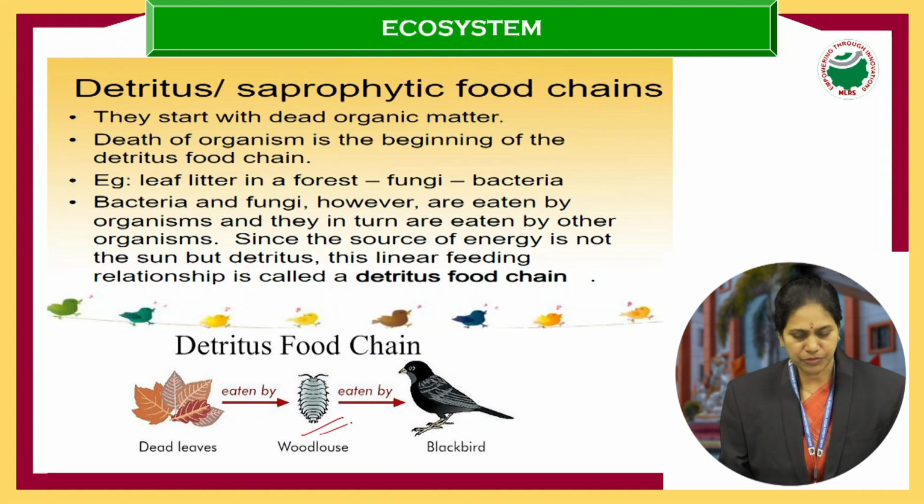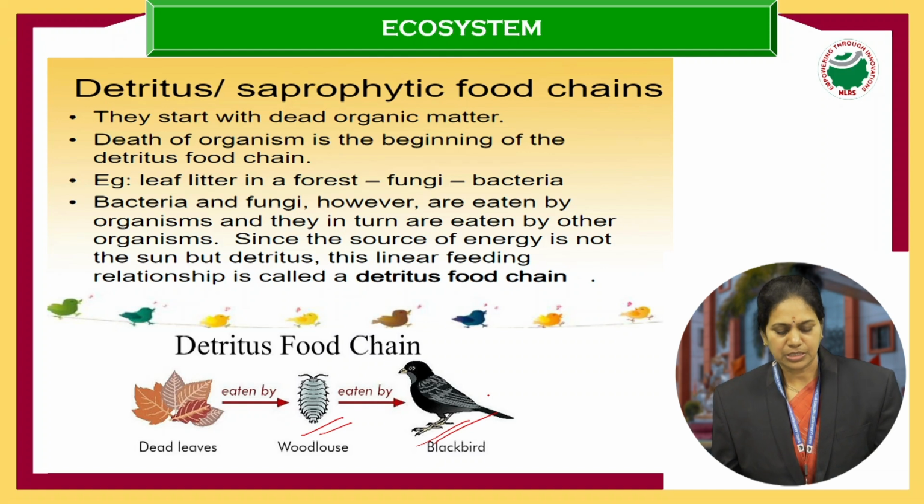eaten by the next level of organisms, and these are eaten by the next level of organisms. So leaf litter in the forest, then the fungi or the bacteria act on it, and then it is continued by the next level of organisms. So the detritus food chain is the food chain which starts with dead organic matter. So food chain is of two varieties, the grazing food chain and the detritus food chain.